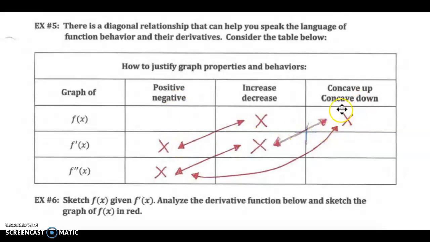And then where f of x is concave up or concave down, that's where f prime increases or decreases. This is also where f double prime is positive or negative. And then if we look at where f prime is increasing or decreasing, that's where f double prime is positive or negative.